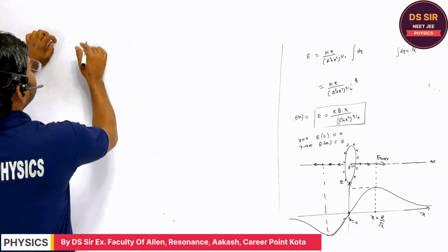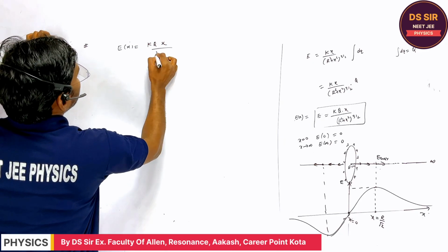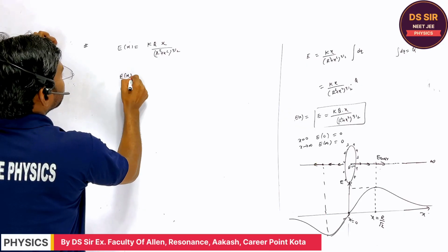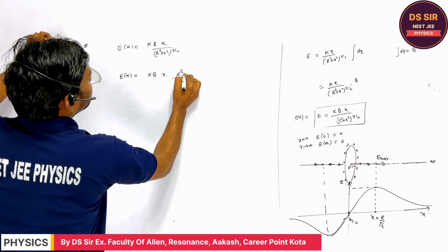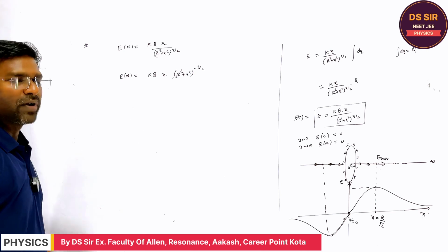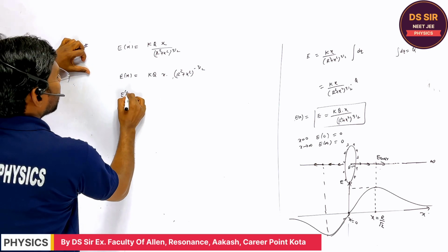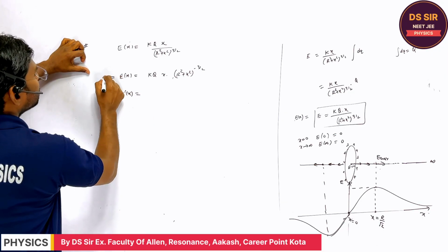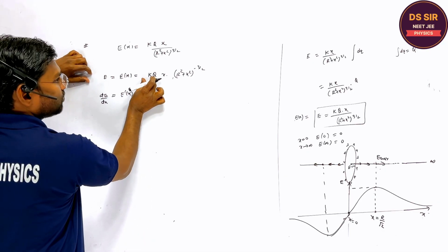To find the maximum value, this is the electric field as a function of x: E = kqx upon (r square plus x square) raised to the power 3 by 2. This function may be written as x into (r square plus x square) raised to the power minus 3 by 2. Now you want to find its maximum value, so to maximize this you have to differentiate, that is dE upon dx. kq is a constant.